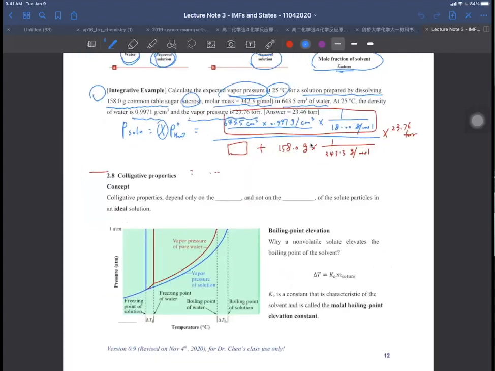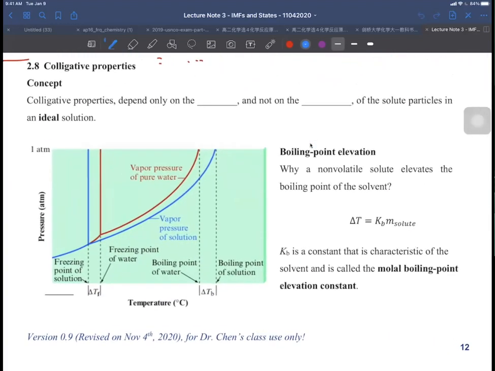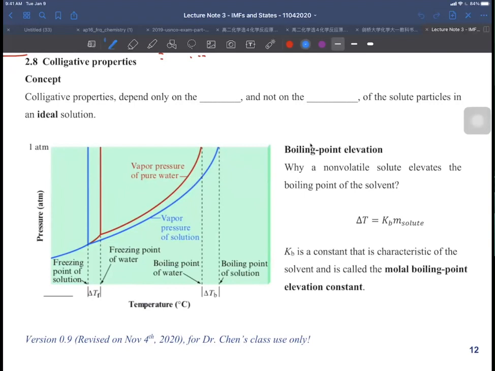So we are going to continue to talk about the colligative properties. Every year in the local and in the national program, there will be one multiple choice question on colligative properties. First, let's talk about the concept. What is the meaning of colligative? Because this word is not so commonly used in daily life.